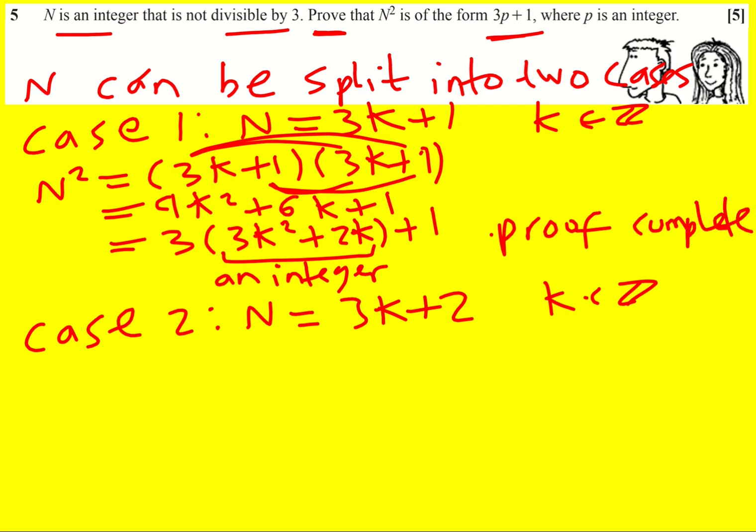You know what, I probably shouldn't write proof complete quite yet. I've done it for this. I'll just write as required.